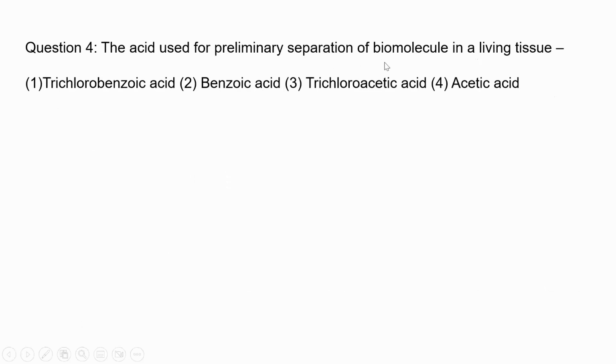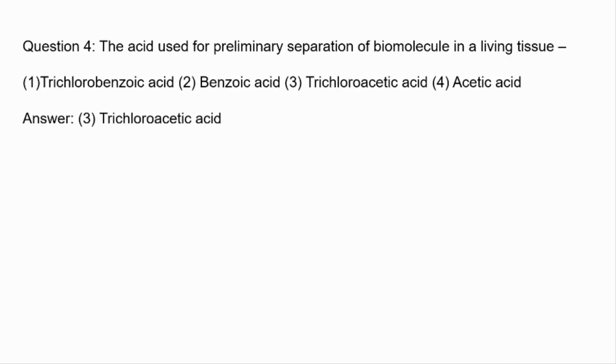The acid which was used for separation of biomolecules in a living tissue is, the options are trichlorobenzoic acid, benzoic acid, trichloroacetic acid, and option 4, acetic acid. We know that the process of extraction of biomolecules from the living tissue is to mix the living tissue with the acid known as trichloroacetic acid. Upon mixing, it will form a thick slurry. Then we will pass this slurry through cheesecloth, and whatever gets filtered is known as the filtrate or the acid soluble pool. Whatever remains above the cheesecloth is known as the acid insoluble pool. So the correct answer to this question is trichloroacetic acid.